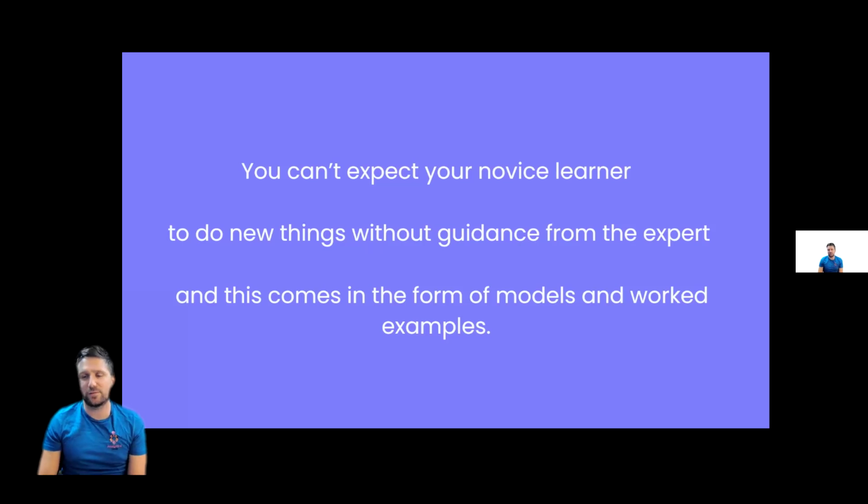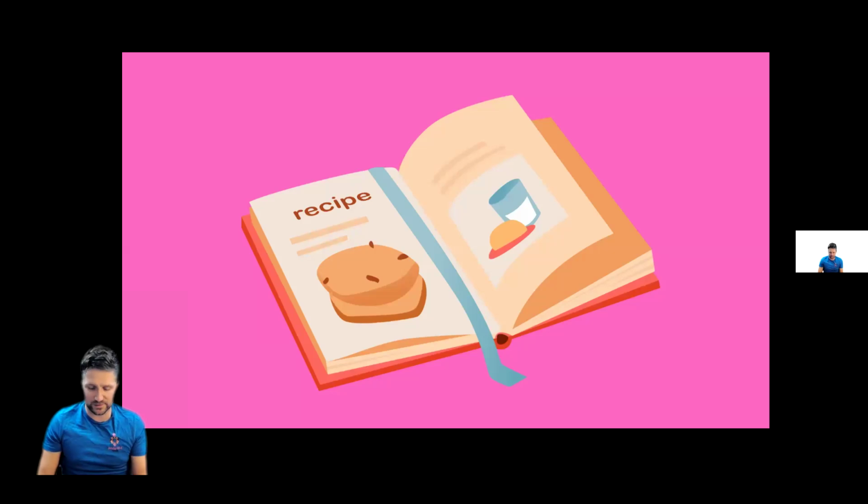And this comes in the forms of models and worked examples. So if I go back to the idea of a recipe book, if I just said to you, make this thing that you have never made before, it would be incredibly difficult, almost impossible for you to just go, I'll figure it out. Make that sauce. I don't know any of the ingredients to go into it. I don't know the processes. I'll just try and figure this out.